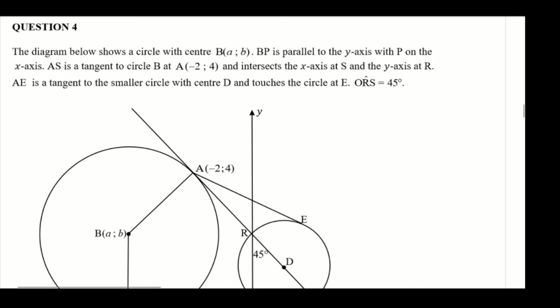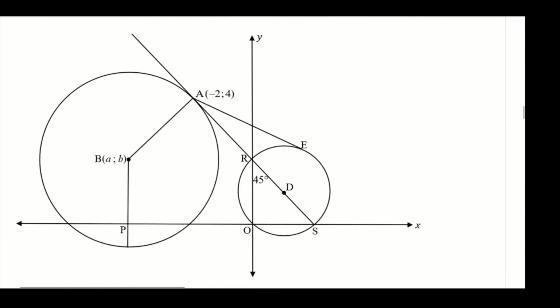Okay, so now question 4. In the diagram below, a circle with center B, which has A and B, BP is parallel to the y-axis with point P on the x-axis. So BP, this line here is parallel to the y-axis, which is this one here.